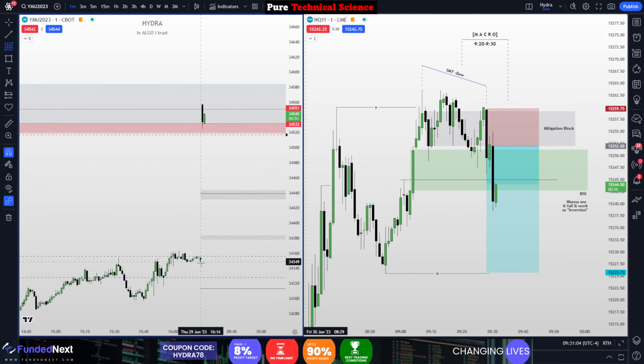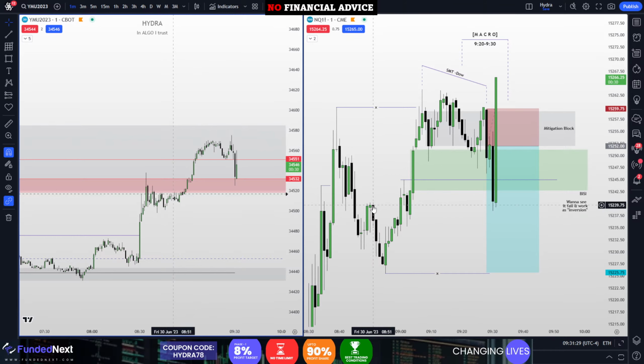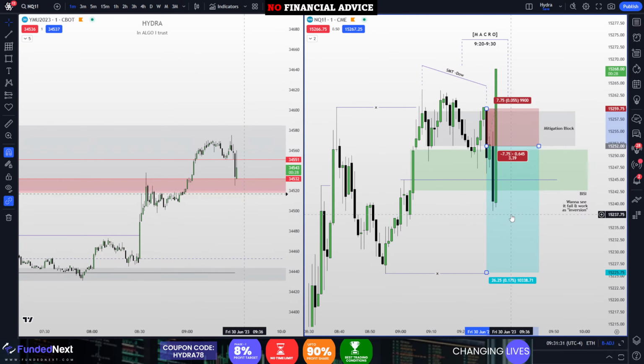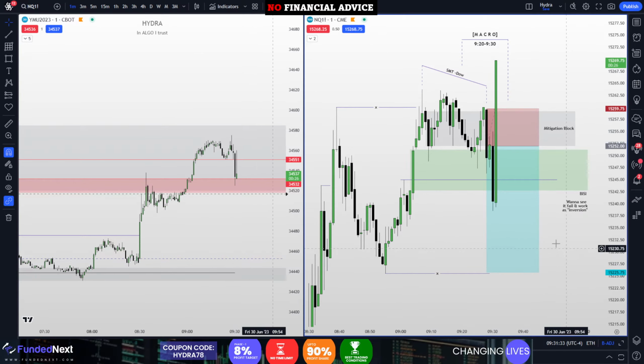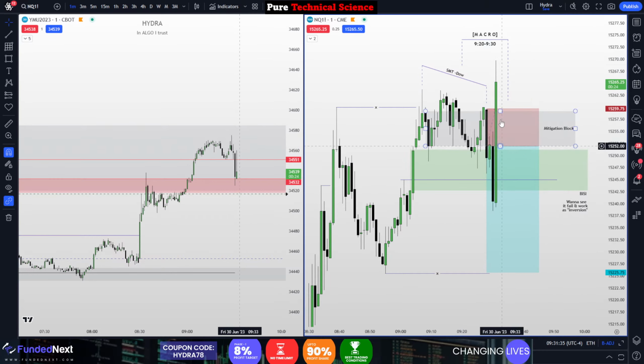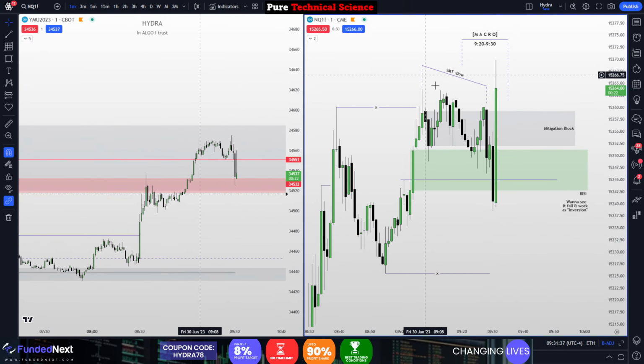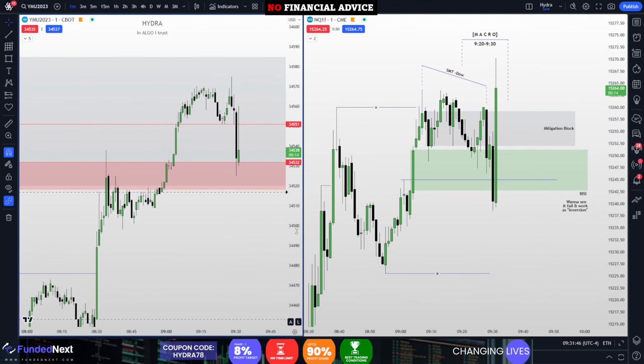So here I told you guys that I will take a partial. Do you guys see why I was telling you guys that I would like to take a partial here? Because that's a breaker block, right? So I was right by not pushing button here, right? Do you guys see how this SMT failed? And Dow is continuing to drop lower.